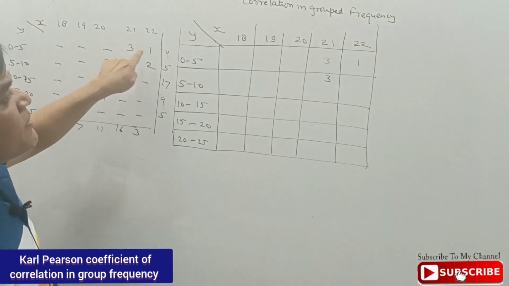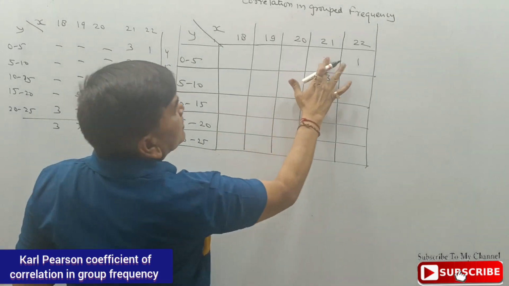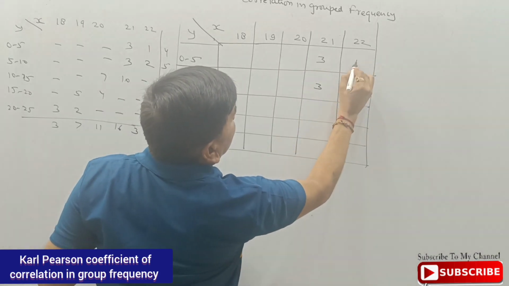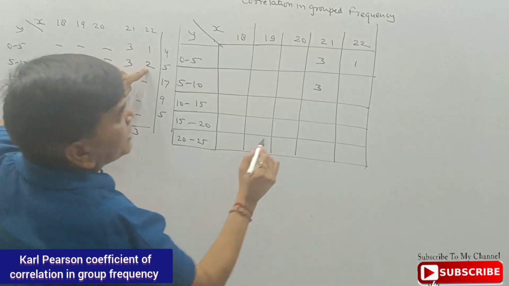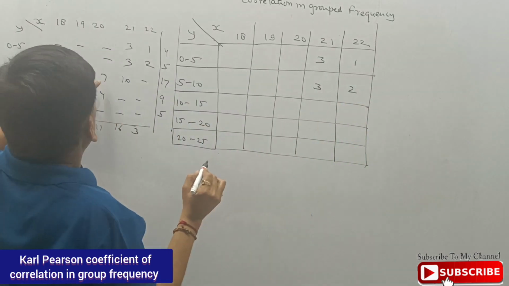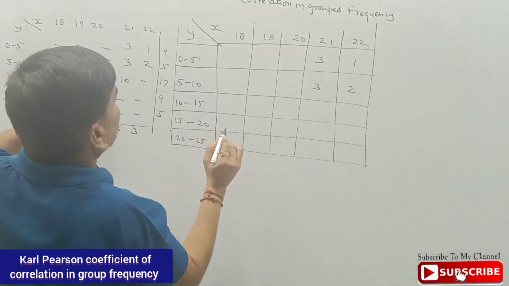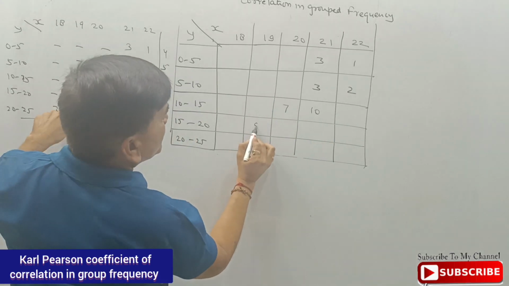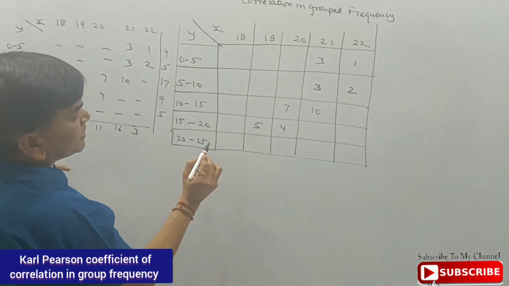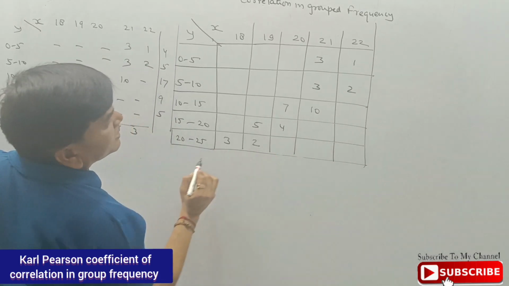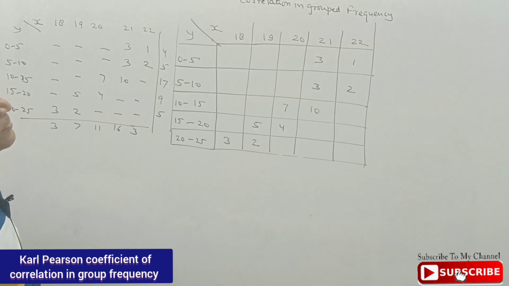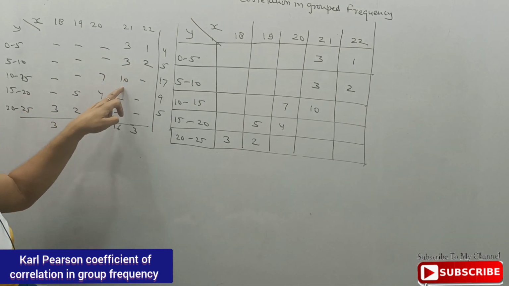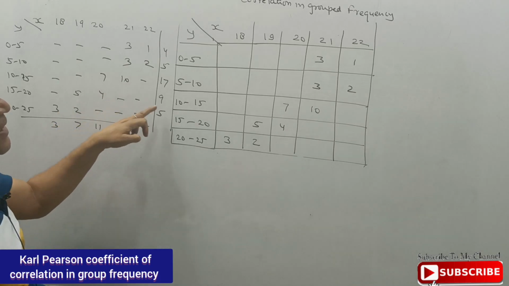The frequencies given are 3 and 1, then 3, then 3 and 1, here 2 is given, here 7 is given, 10 is given, 5 is given, 4 is given, 3 is given and 2 is given. So the frequencies are 3, 1, 3, 2, 7, 10, 5, 4, and 2.